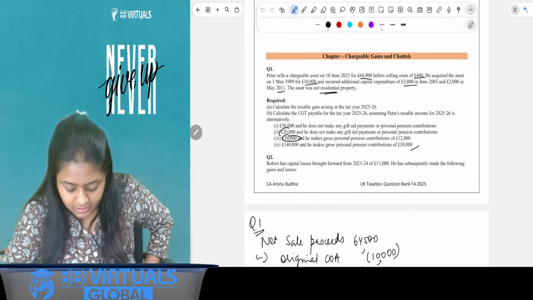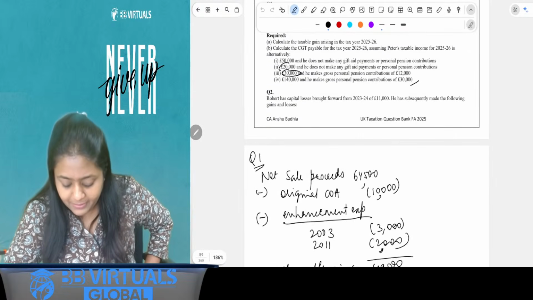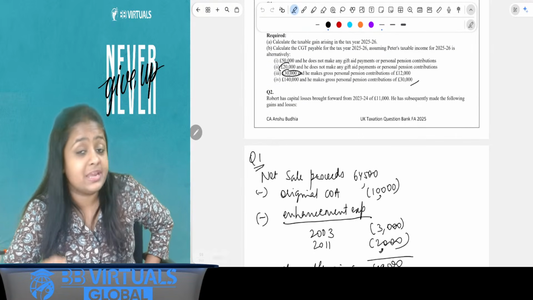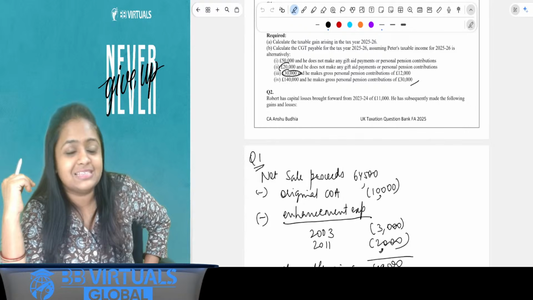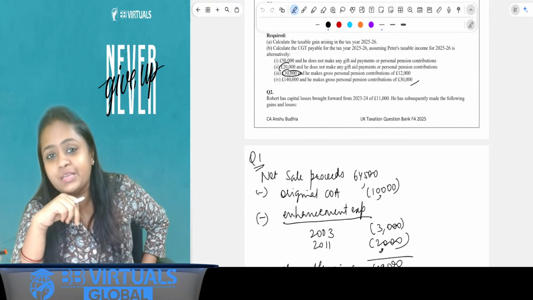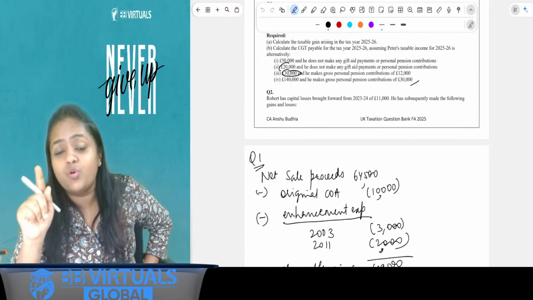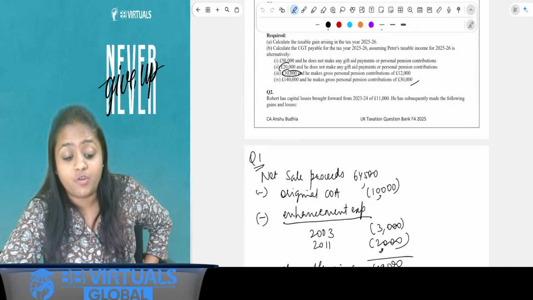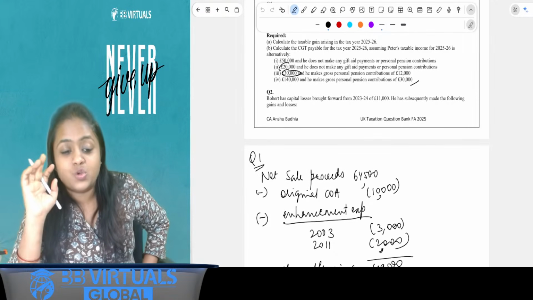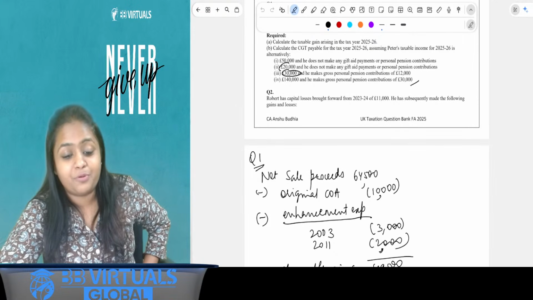Robert has capital losses brought forward, and in the proforma that we've done in the class, I've already explained where you place the brought forward loss. So don't forget it. It is always placed at the end. So only at the end you will be placing the brought forward losses.